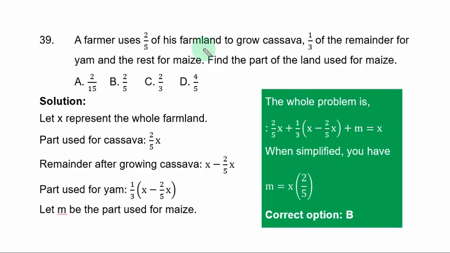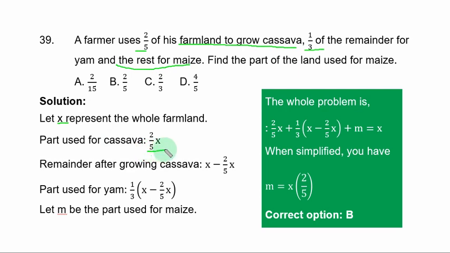Question 39. A farmer uses 2/5 of his farmland to grow cassava, 1/3 of the remainder for yam, and the rest for maize. Find the part of the land used for maize. Let us assume the whole farmland to be S. Part used for cassava is 2/5 of the farmland, that is 2/5 of S.